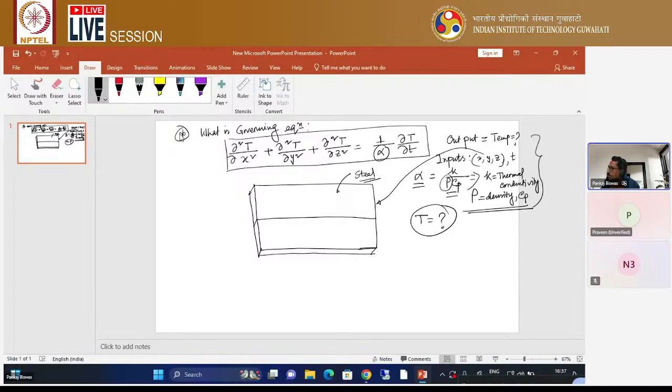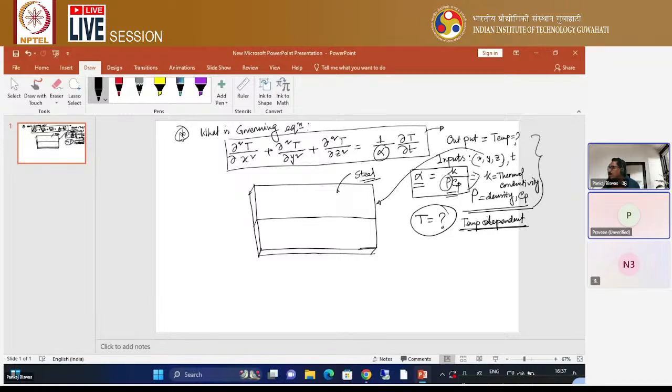Now you can do the analysis and solve this, because this software solves this governing equation only. Now here is one thing you should keep in mind about the material properties I have told you, that means K, rho, Cp. You can put them in two ways. One is called temperature independent, and another is called temperature dependent.